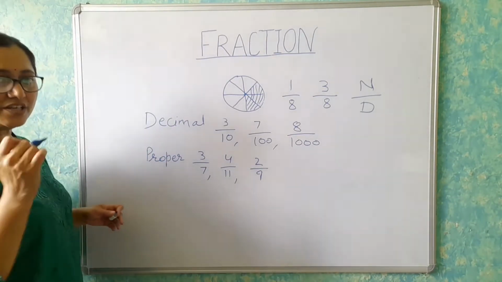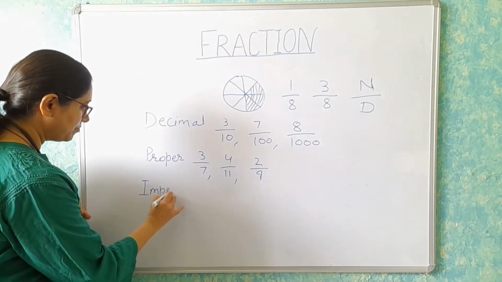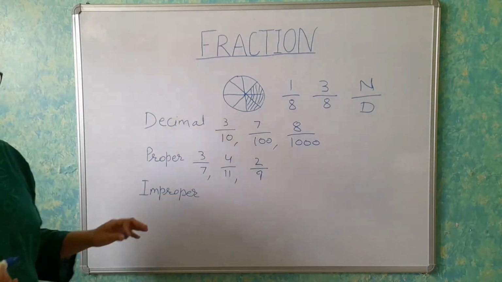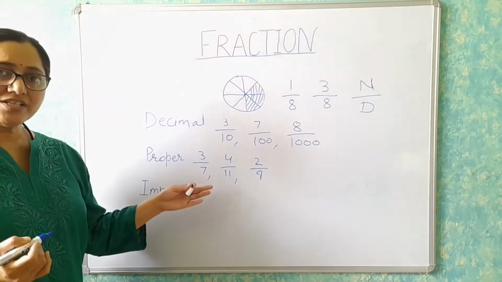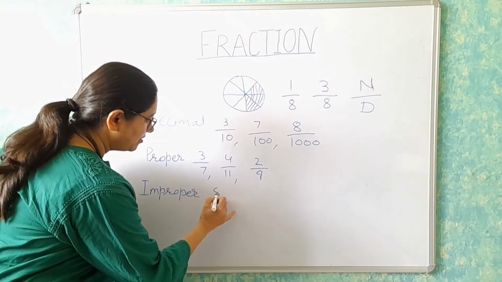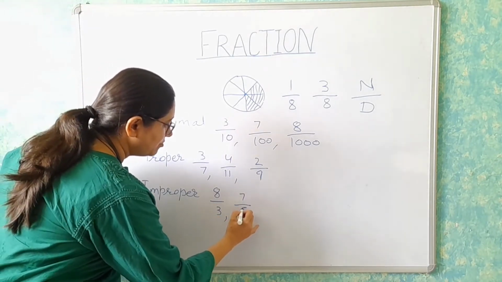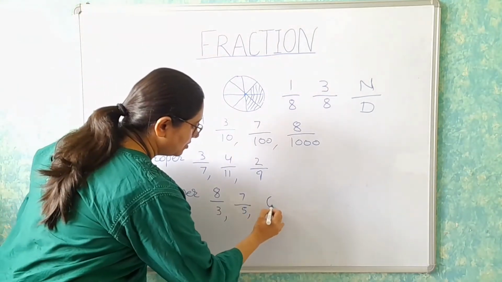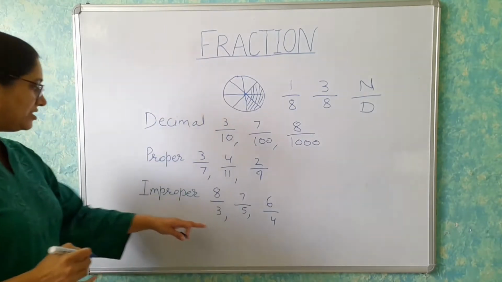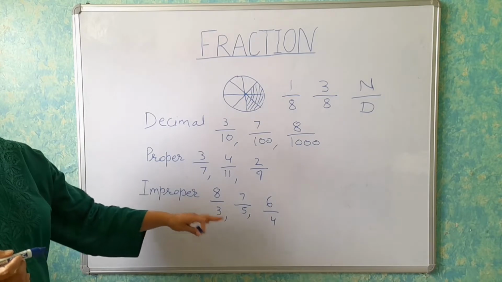The next one is improper fraction. Improper fractions are those fractions in which numerators are greater and denominators are smaller. Like 8 by 3, 7 by 5, 6 by 4. These are all improper fractions because numerators are greater and denominators are smaller.